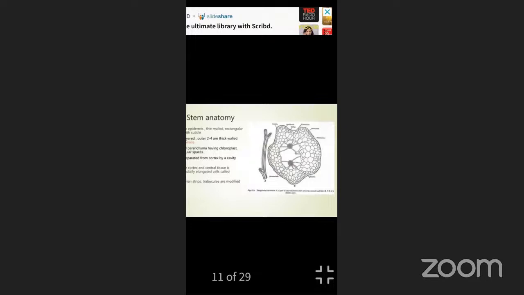So the stele has xylem in the central position. Xylem is surrounded by the phloem, and the pith is not present here. Totally, the pith is absent. So that's why the stele is in protostele condition.